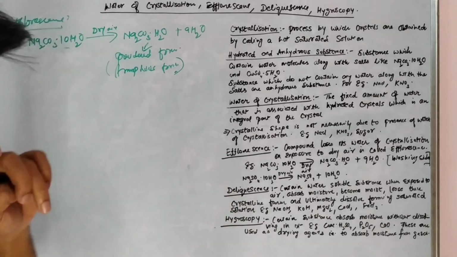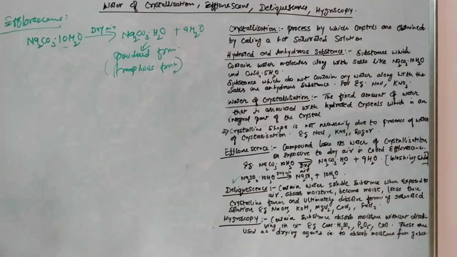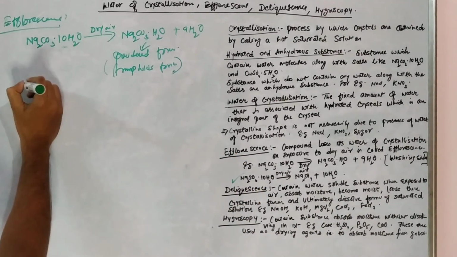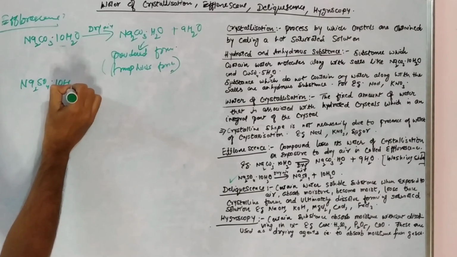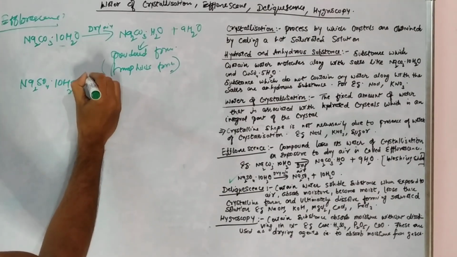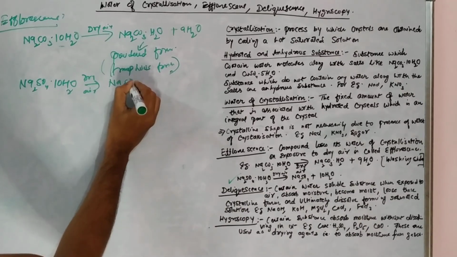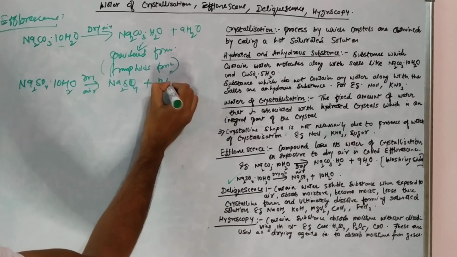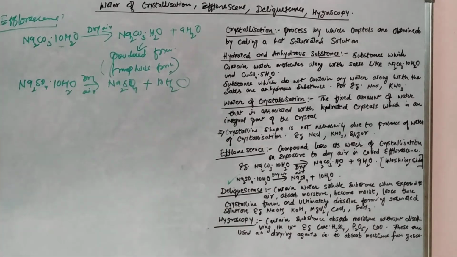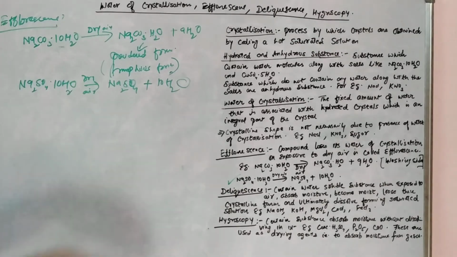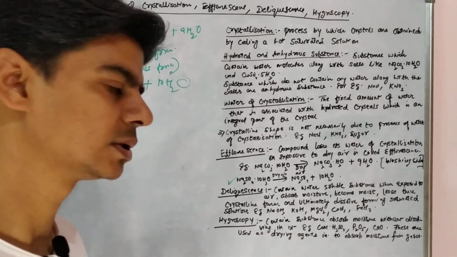Similarly, if you leave sodium sulfate in air, which is again a decahydrate, it will change into sodium sulfate without any water molecule. In dry air, this will also change into sodium sulfate plus 10H2O. All water molecules are removed, are lost, right? So for these kinds of salts, this phenomenon is known as efflorescence, right?